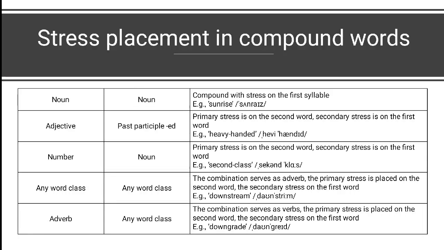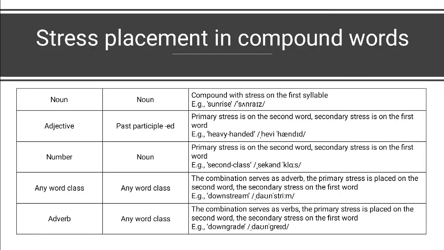The last is if the unit consists of adverb plus any word class. The combination serves as a verb. There are two stresses, the primary stress and secondary stress. The primary stress is on the second word and the secondary stress on the first word, like in the word downgrade. The primary stress is on the word grade and the secondary stress is on the word down.